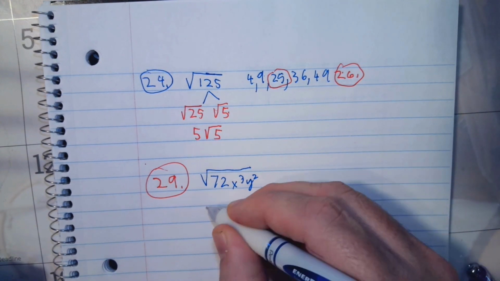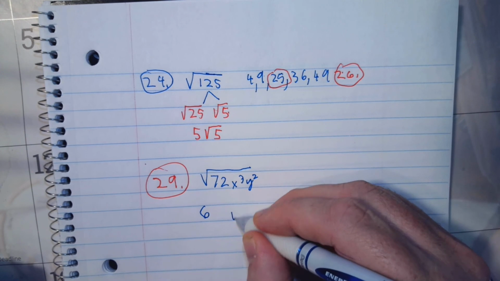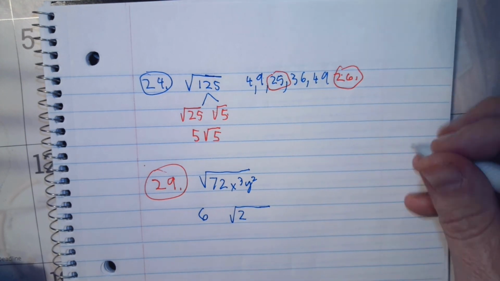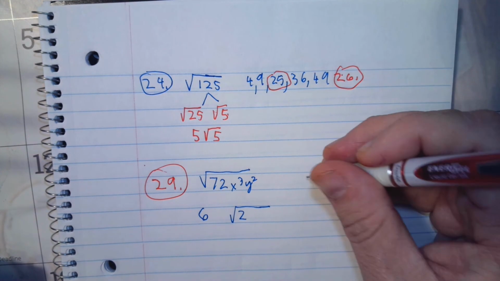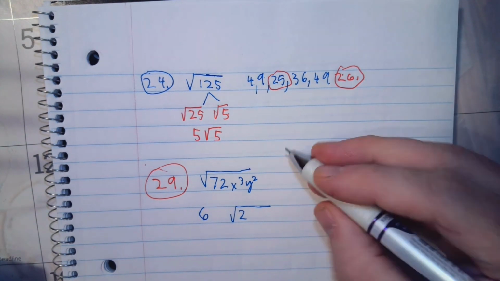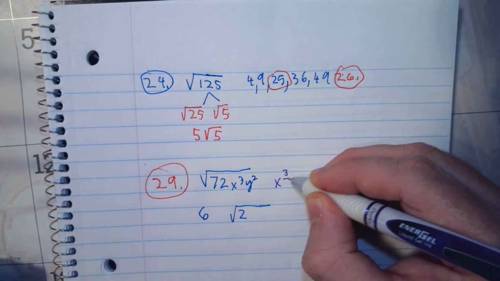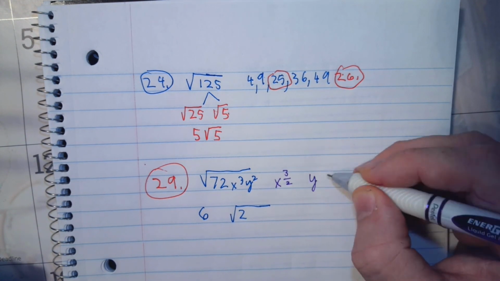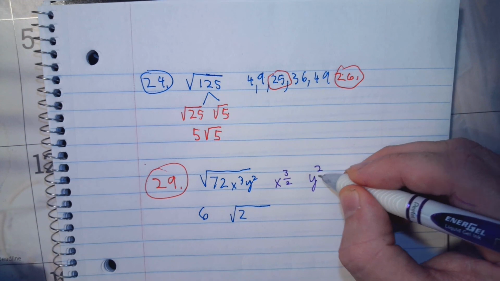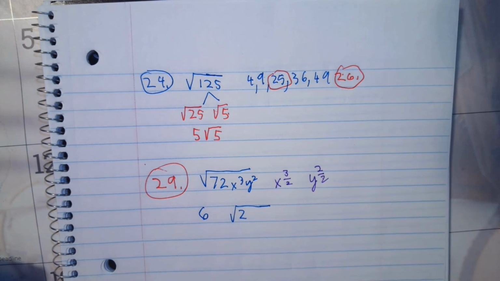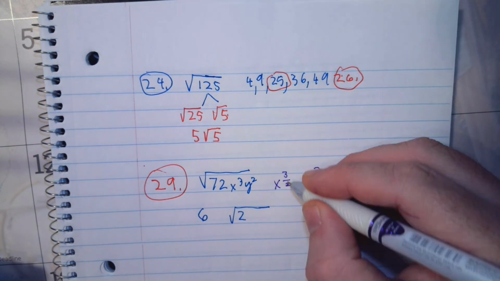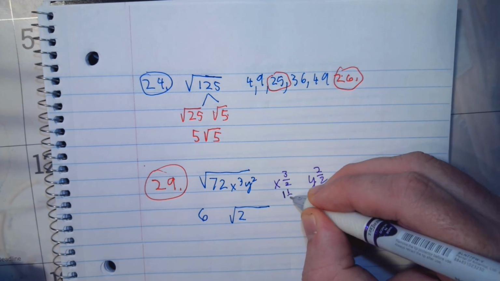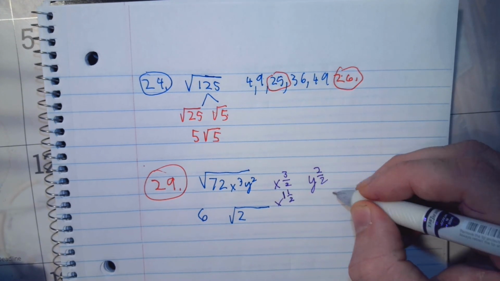It's going to be 6 radical 2. We know that. I left some room for the rest of the answer. How to do the rest of it? Well, this is what I'm going to do. To find the square root of the variables, I'm going to divide the exponent by 2. That's how you do a square root, is you just divide the exponent by 2. Okay, so 3 divided by 2, that is going to be basically 1 and 1/2. And y divided by 2, that's going to be 1.